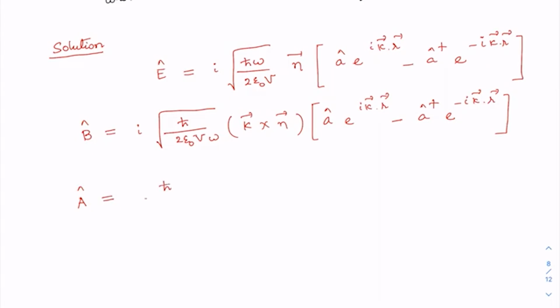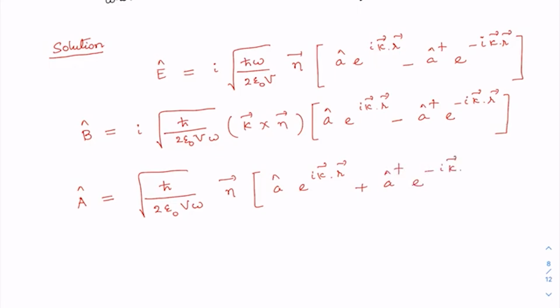You will find that the expression for the vector potential would be of this type. It would be ħ divided by 2ε₀Vω, square root, η vector, then a e^(i k·r) plus a† e^(−i k·r). So these are our required expressions.